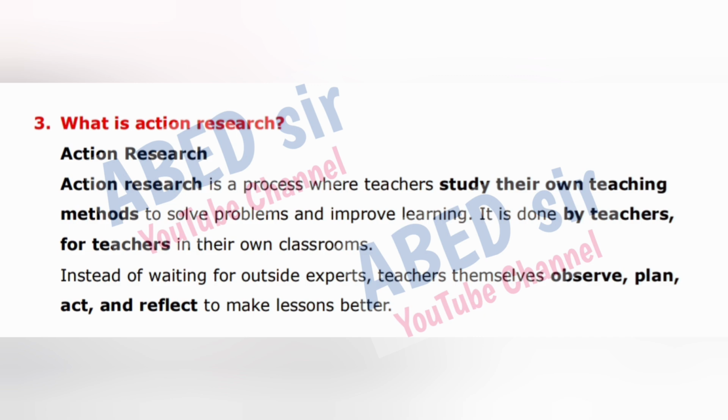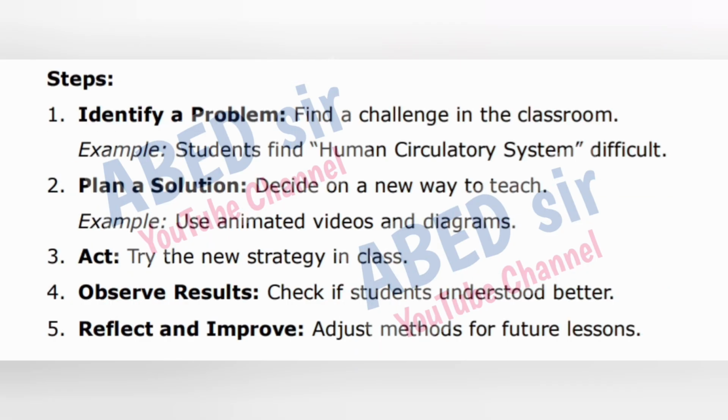Action research is a process where teachers study their own teaching methods to solve problems and improve learning. It is done by teachers, for teachers in their own classrooms. Instead of waiting for outside experts, teachers themselves observe, plan, act, and reflect to make lessons better. Steps: 1. Identify a problem. Find a challenge in the classroom. Example: students find human circulatory system difficult.